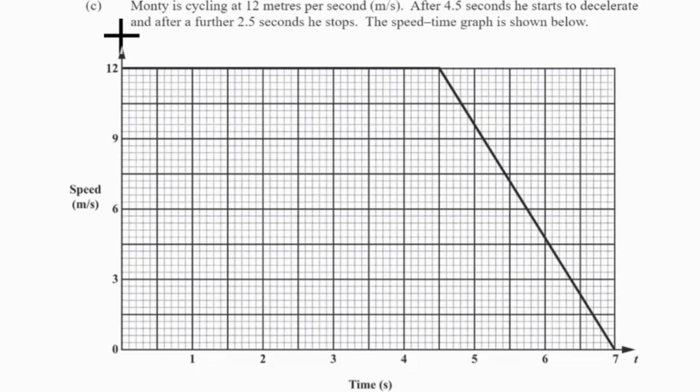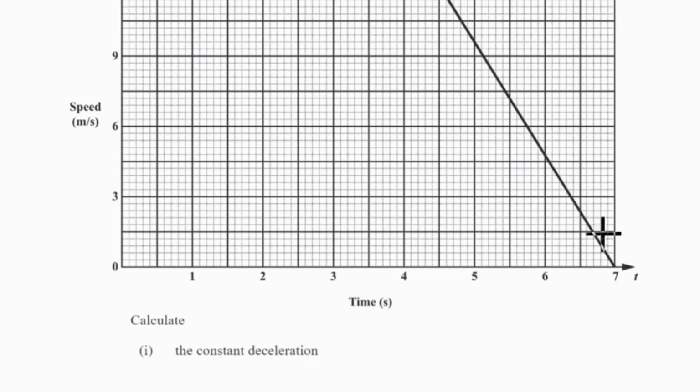For part C of this question, we are given a speed time graph. So on the y-axis, we have speed and we have time on the x-axis. And what it's showing us is the cycling speed of someone named Monty. Okay, so if you look at the graph, what you're seeing is this flat line here. This represents Monty traveling at a constant speed because it's a flat line. It's not going up or down. But at 4.5 seconds, the speed starts to decrease, and it decreases steadily until 7 seconds. So this is the point where he's decelerating.